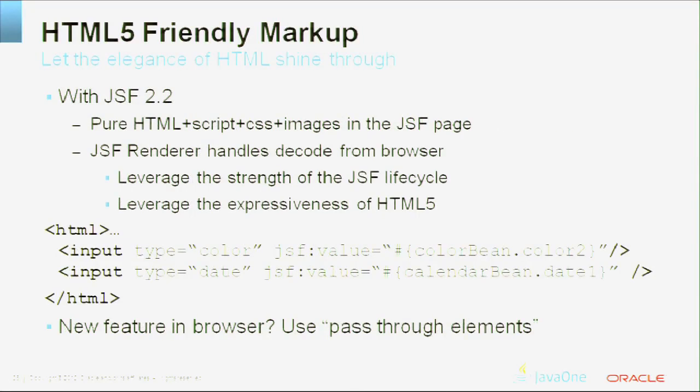The flip side is with JSF 2.2, you can have pure HTML, script, CSS and images in the JSF page, and the renderer handles the decode as before, but the encode is really just what the page author has written. So that lets you get the best of both worlds. You're leveraging the strength of the JSF lifecycle on the request processing, but you're leveraging the expressiveness of HTML5, and more importantly, probably leveraging the capabilities of your page designer who prefers to work in that way.